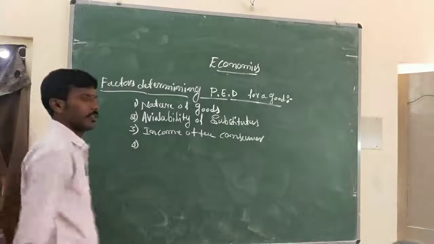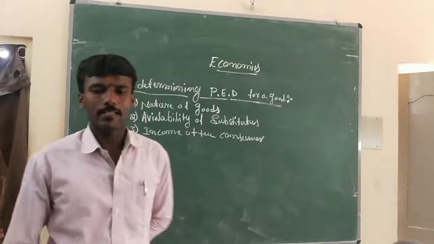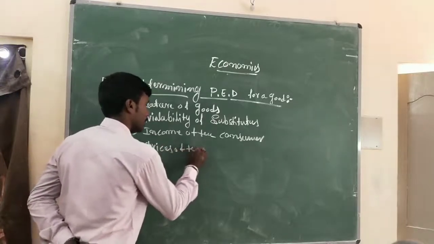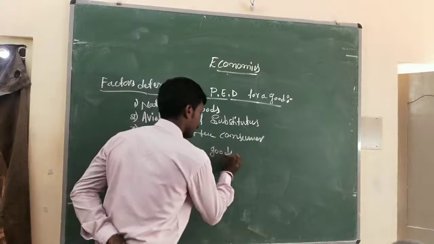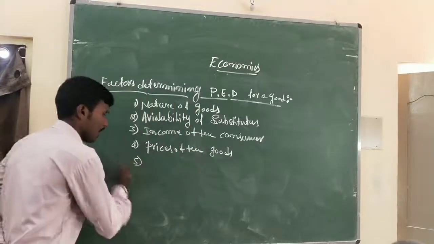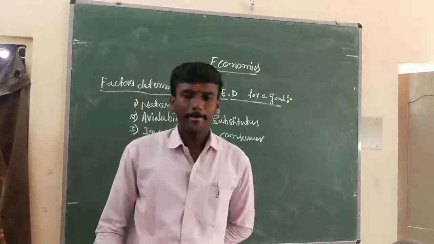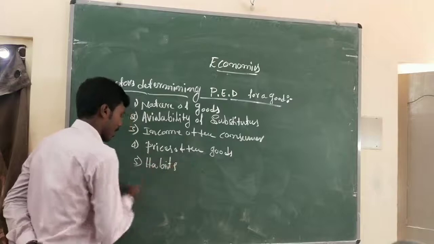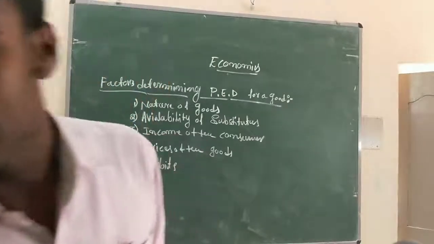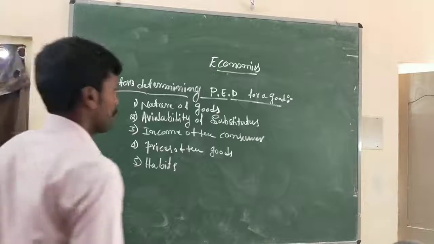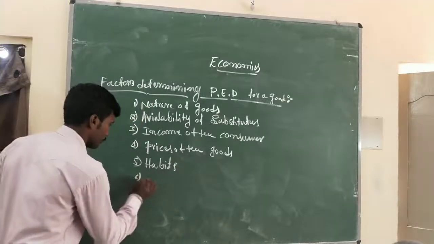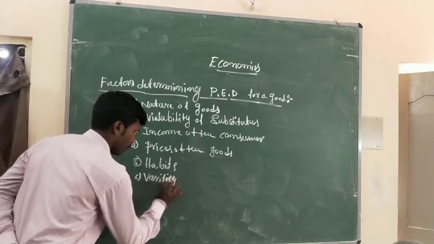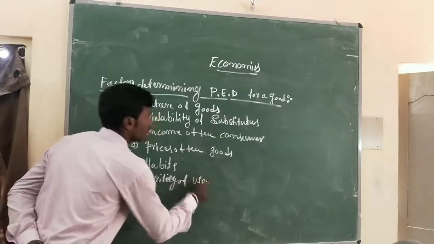Then the fourth one is prices of the goods. And the fifth one is habits. And the sixth one, variety of uses.